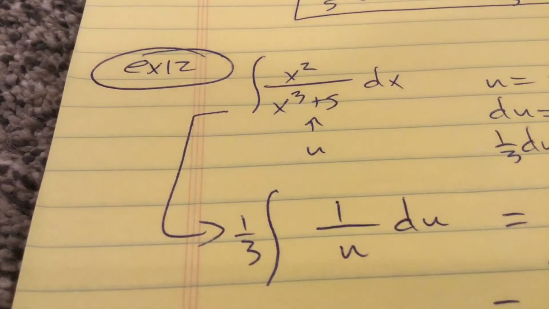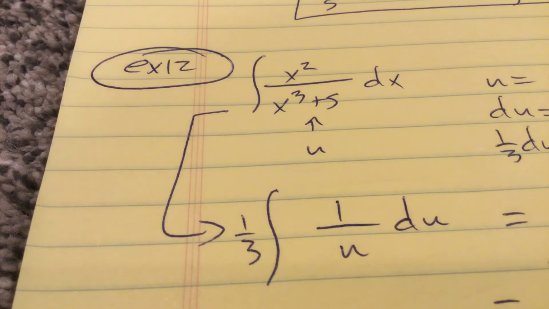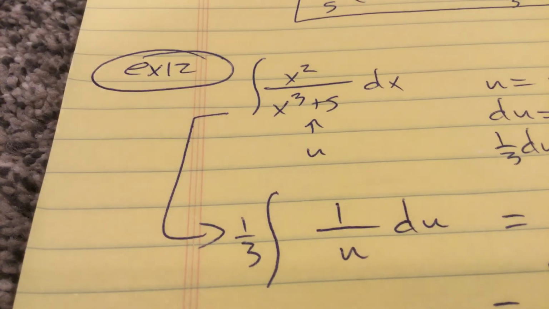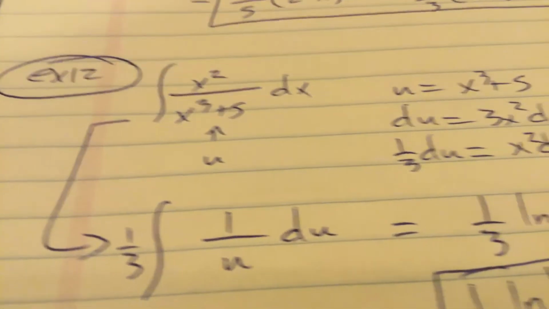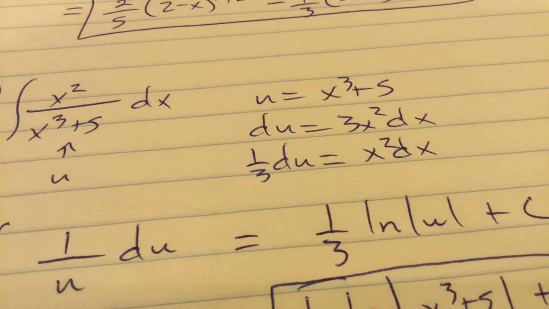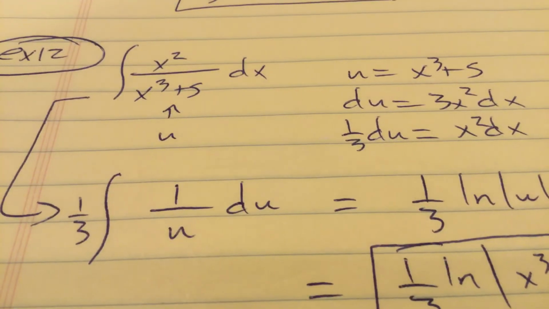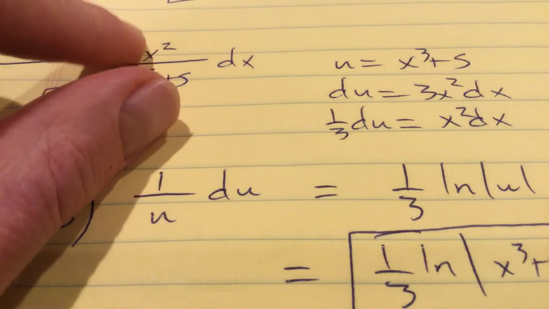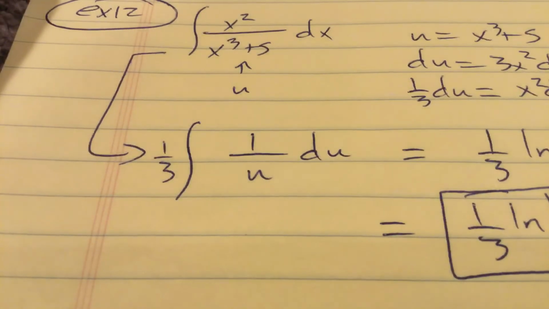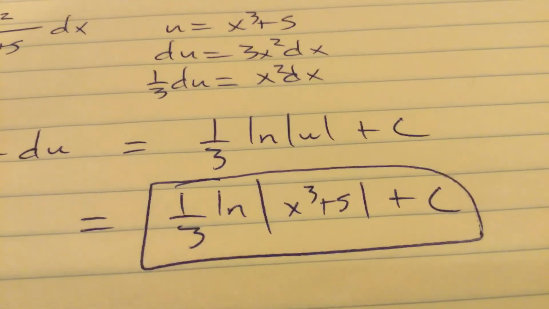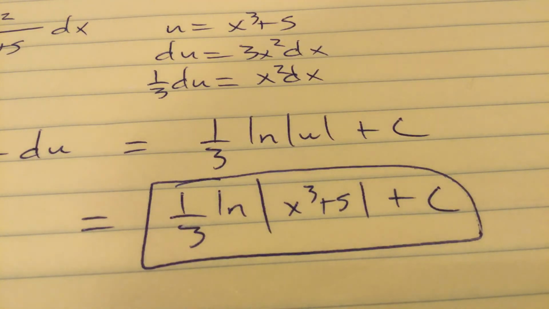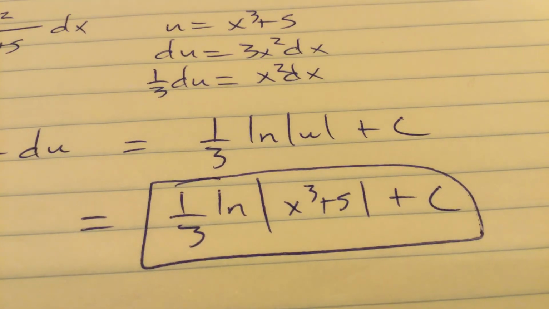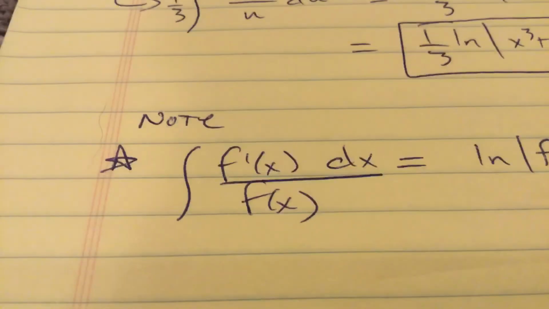Again, the last video until this weekend when I'll start giving you some due dates. I'm going to let u be that denominator, x to the third plus 5. That means du is 3x squared dx. I want to plug something in for x squared dx. Divide both sides by 3 or multiply by a third. That means this top is 1/3 du. That's u. Antiderivative of 1 over u is a natural log. And plug that x to the third plus 5 back in for u. There we go.